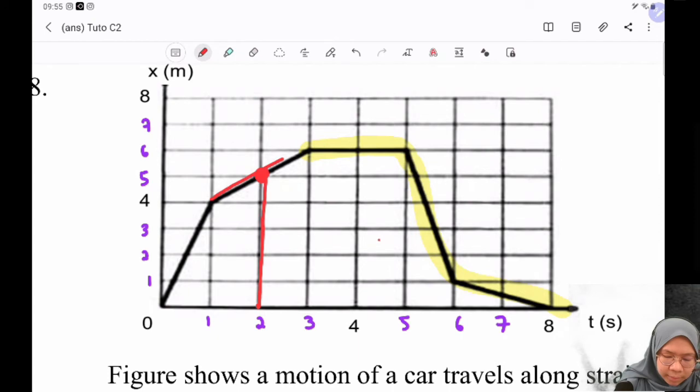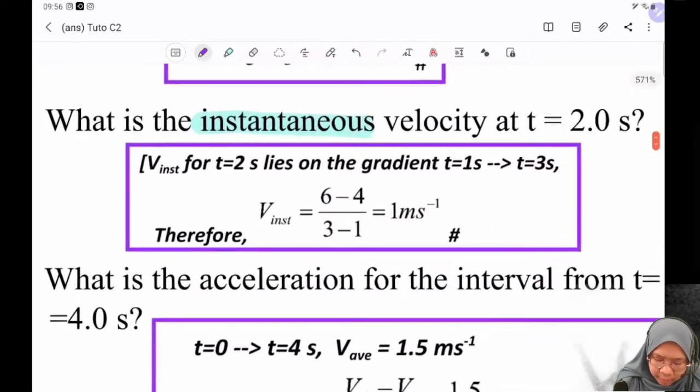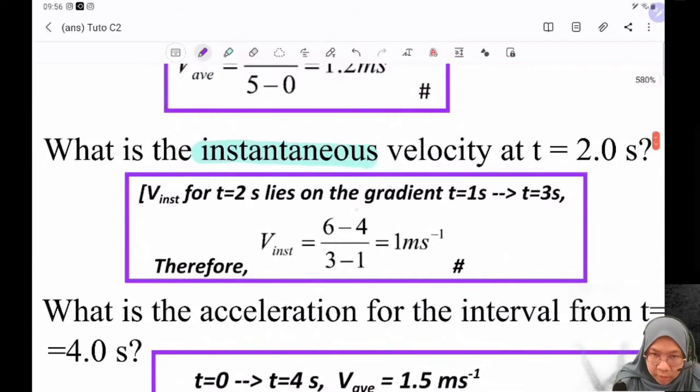Okay, meaning if we find the gradient at any point on that line, dia akan bagi nilai v yang sama. So, we can determine the instantaneous velocity at t equals to 2 second. Kita kira sajalah gradient di garis merah tersebut. So, kita akan dapat 6 minus 4 over 3 minus 1, kita akan dapat 1 meter per second.